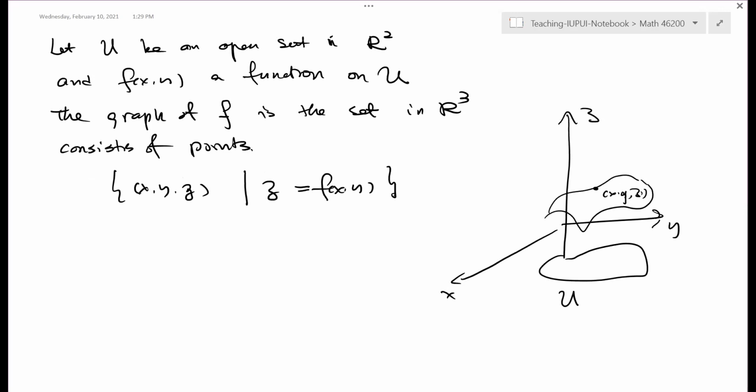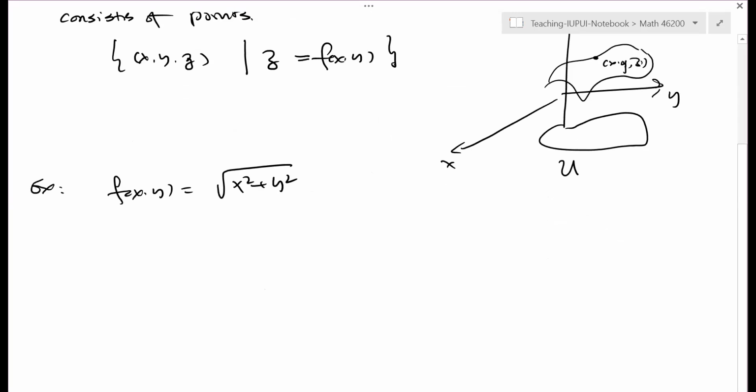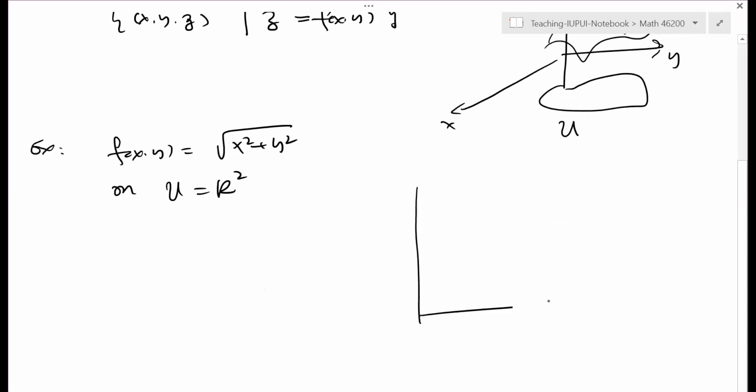When f is smooth, the surface looks like a smooth function. There are no singular points on the surface. There are two types of examples. One is f of x, y equals the square root of x squared plus y squared. Take a look at this. This is defined on the whole plane, so U is again the whole plane. Then the graph is going to be a cone.